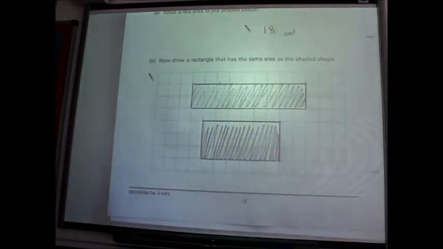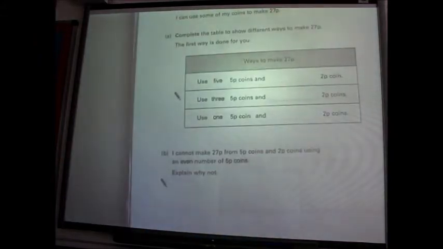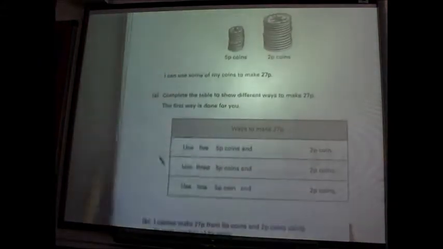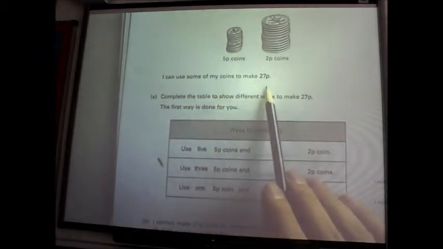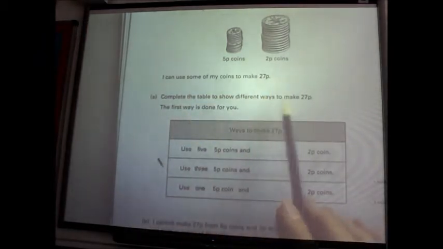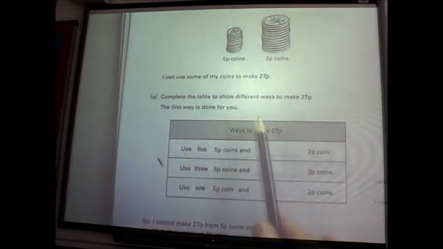There you go. So you could have either that one or that one. You don't need both. Question 10. I have some 5p coins and some 2p coins. I can use some of my coins to make 27p. Complete the table below to show different ways of making 27p.